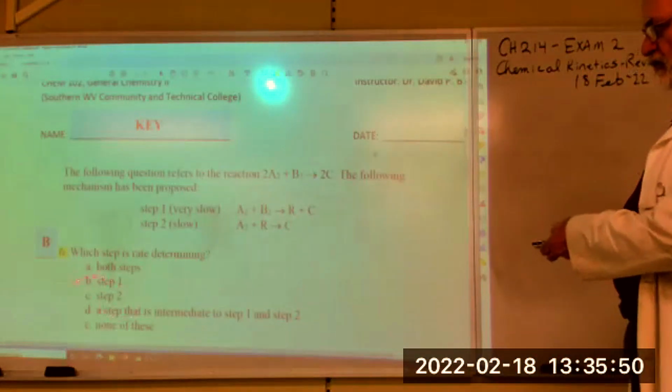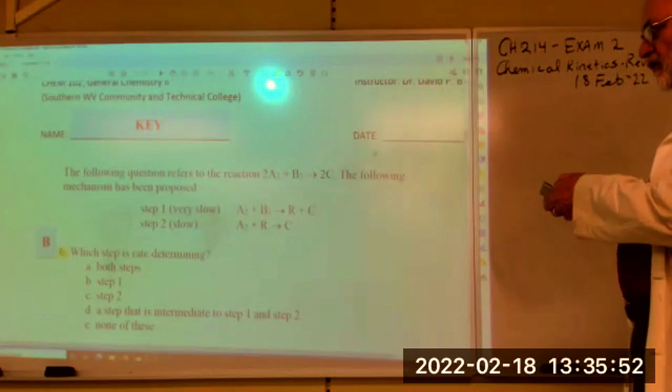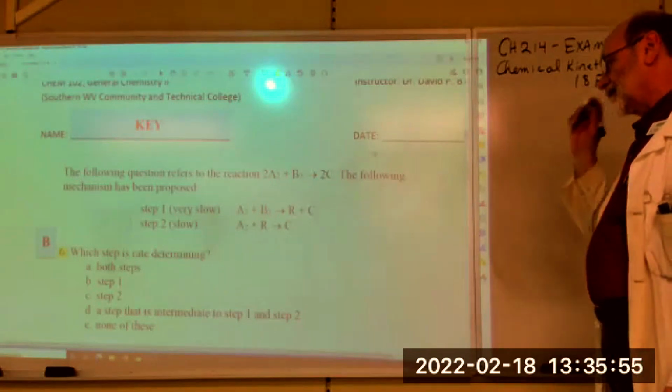Okay, so that's why the answer is B. The slowest step is the rate determining step.